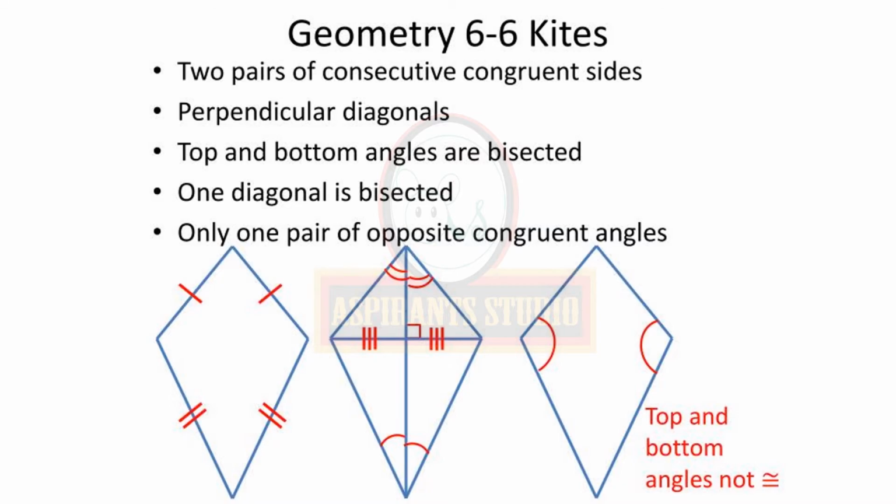Now, you can also see one diagonal is bisected. Only one pair of opposite congruent angles, you can see in the last figure. Top and bottom angles are not congruent in this kite. So in a kite, the top and bottom angles are not congruent. We have only one pair of opposite congruent angles.